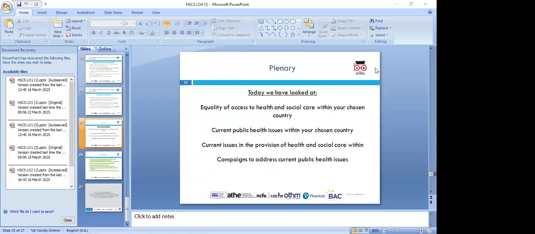And so in the preliminary, we were able to look into equality of access to health and social care within your chosen country. Okay, all right, guys. We were able to look into the current public health issues.